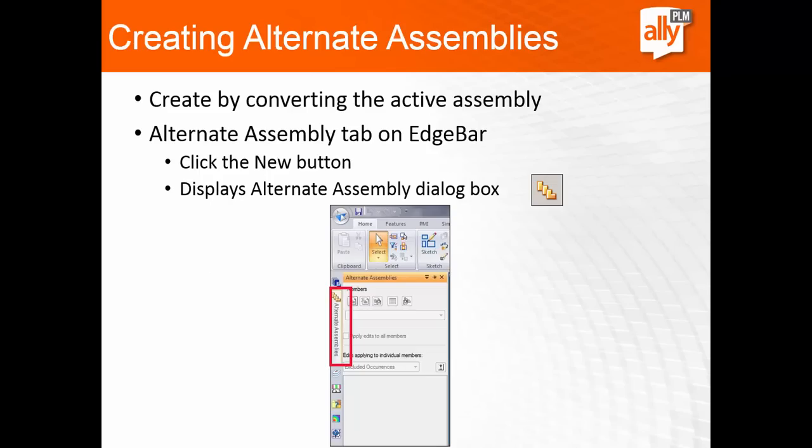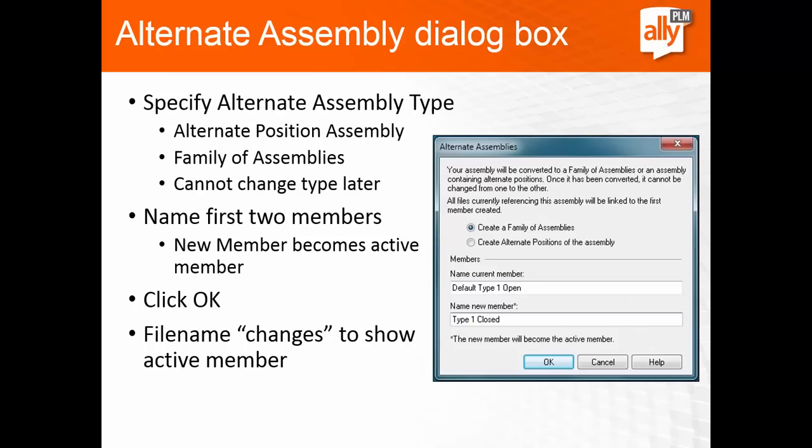So to create an alternate position assembly, we're going to convert the active assembly into an alternate assembly. To do that, we simply click on the alternate assembly tab over on the edge bar, click the new button, and that'll bring up the alternate assembly dialog box. On the dialog box, we're going to specify if we want to create a family of assemblies or an alternate position assembly. So in this case, what we want to do is an alternate position assembly.